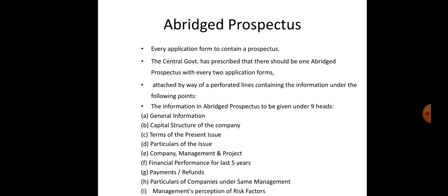Now coming to the second one, that is abridged prospectus. Every application form must contain a prospectus, and the central government has prescribed that there should be one abridged prospectus with every 2 application forms. The information in an abridged prospectus is to be given under 9 heads. It has the general information, capital structure of the company, terms of the present issue, particulars of the issue, company, management and project, financial performance for the last 5 years, payments, refunds, particulars of companies under the same management, management's perception of risk factors, and the like.